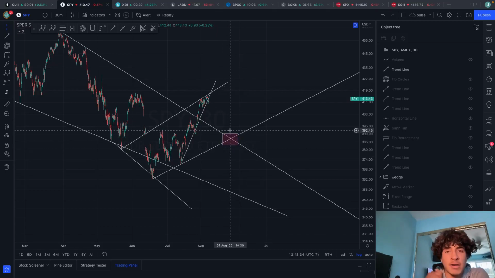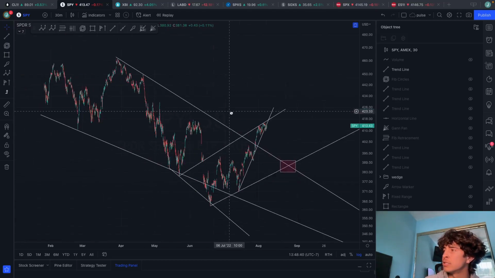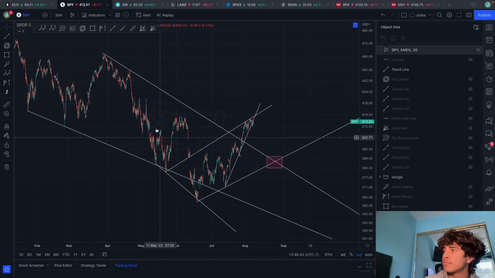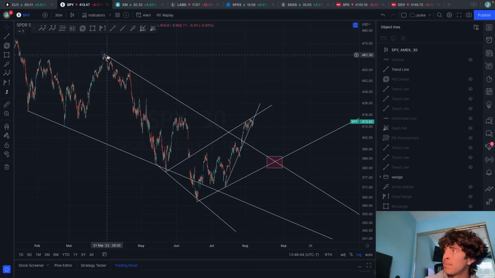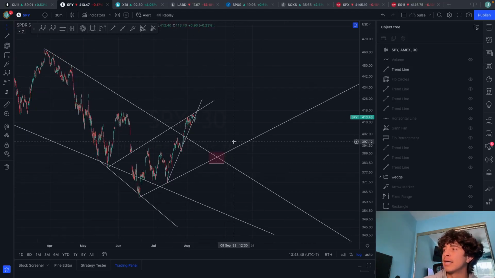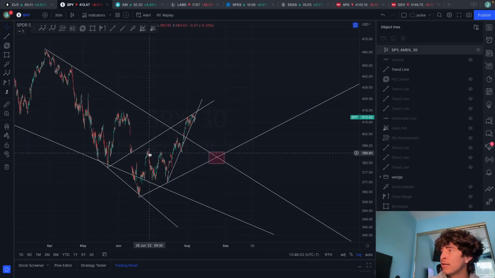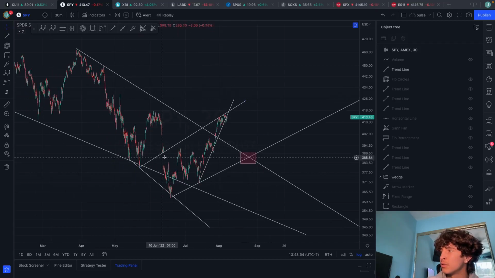And funnily enough, you have quarter two GDP estimates right here on the 25th, so right where that intersection is. And where I got these lines from, that top line from there and that bottom line from here, you have a huge demand zone here, you have a big support right here, if you can just look.